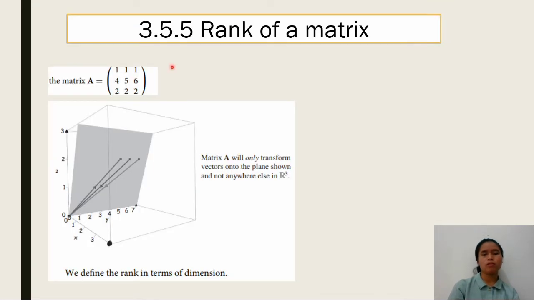Okay, 3.5.5, rank of a matrix. So this is a matrix A. In the 3D application, matrix A will only transform vectors onto the plane S and not anywhere else in R3. So we define the rank as the dimension.